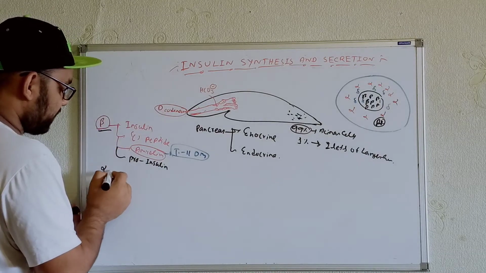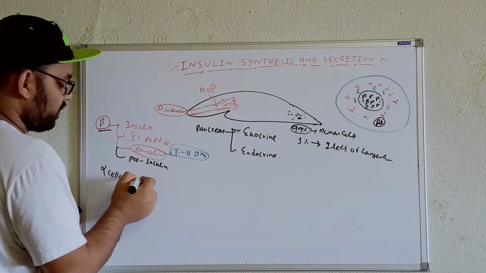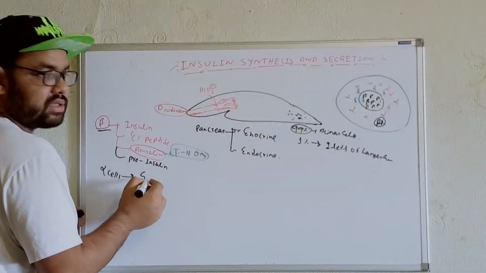Now, if you talk about the alpha cells, what are their functions? They are responsible for secretion of the glucagon hormone.